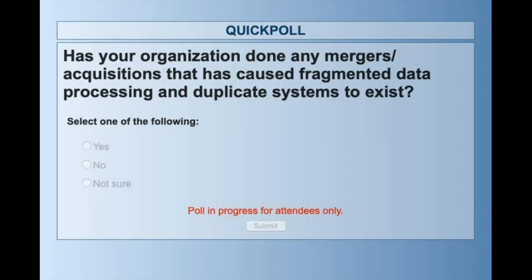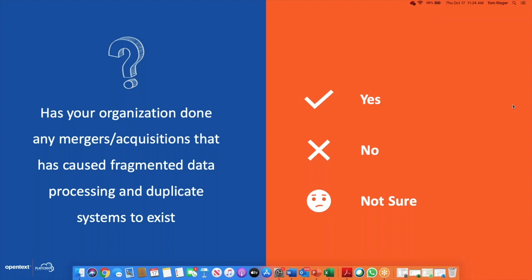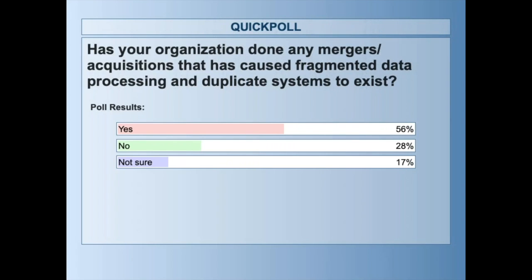Okay, so has your organization done any mergers or acquisitions that cause fragmented data processing and duplicate systems to exist? We'll run that poll for just a minute. That one's probably going to come in pretty quickly. All right, I think we can probably lock that in. Yeah, in most large organizations we find some level of mergers and acquisitions. Other companies at the top end of the spectrum we often find are what we might call serial acquirers that are continually acquiring other companies just as part of their growth strategy.